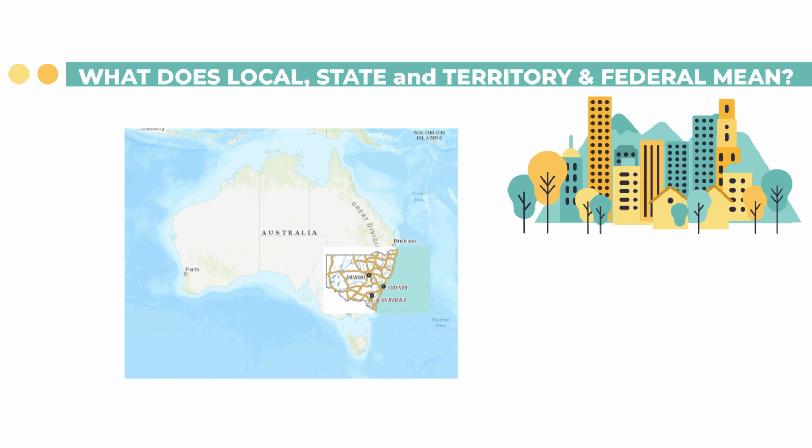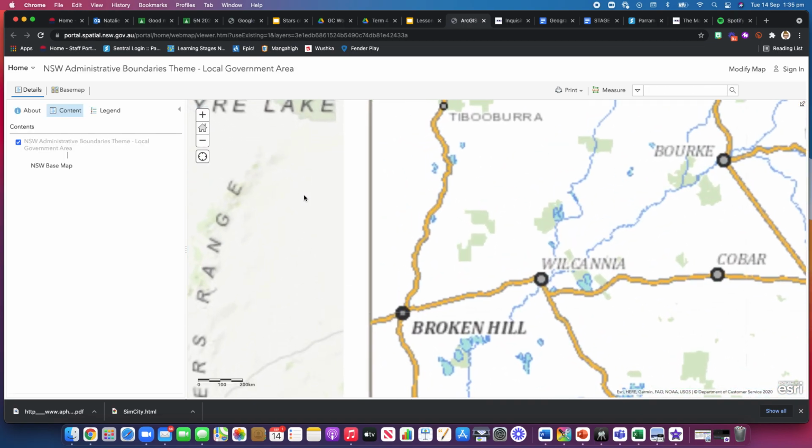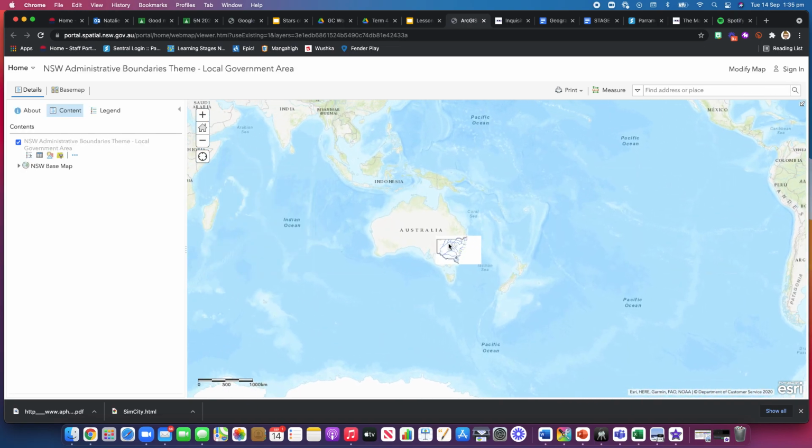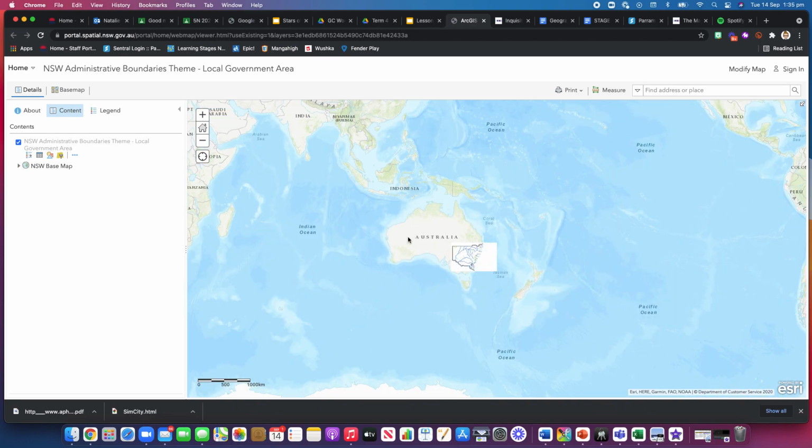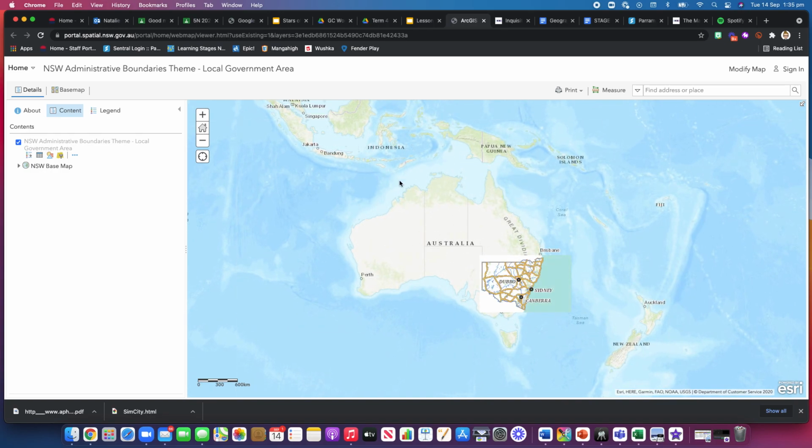As we move through, we're going to be talking about different types of government. Before we do, I want to have a talk with you about what local, state and territory and federal mean. I'm going to start with federal, and we can see that here on this map. Federal means countrywide. It means, in this case, the whole of Australia. Okay, so if we're looking at Australia, this is federal. If we're talking about federal government, we're talking about the whole country, the whole of Australia being governed by a group of people, a group of representatives voted by the people of Australia.